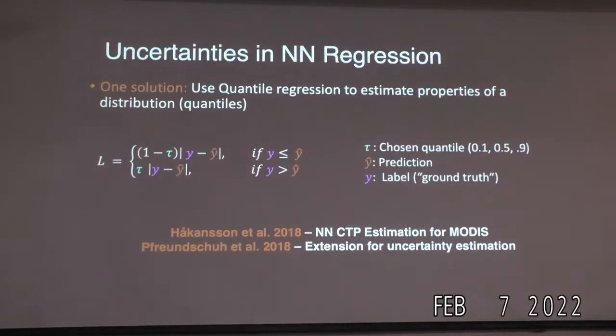Quantile regression relies on this function here called the check function, where tau is the chosen quantile, so 0.1 is the 10th quantile, 0.9 is the 90th quantile, y hat is our prediction, y is our label. So the implications of this function are that when we're estimating higher quantiles, overestimates are penalized more than underestimates. When we're estimating low quantiles, underestimates are penalized more than overestimates.